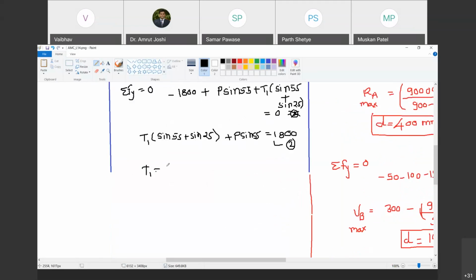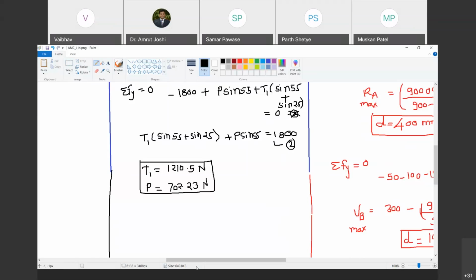Are you getting T1 equal to 1210.5? Are you getting this? Yes sir. Let me cross check. Yeah, please cross check. And P is equal to 702.23 Newton. Yes sir. Is that right? Yes. These are the values that we get.